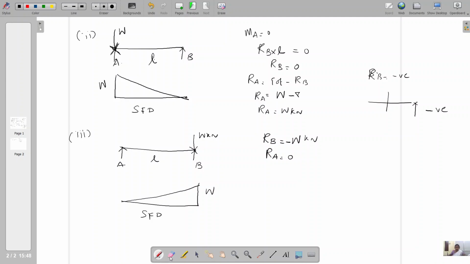Sorry, actually this is in negative ordinate because RB is minus W. RB is minus W. So the W should be marked downward. So this is the shear force diagram. Because it is a negative diagram, here it is a positive diagram. And this is the case when the load is located at A. This is the case when the load is located at B.